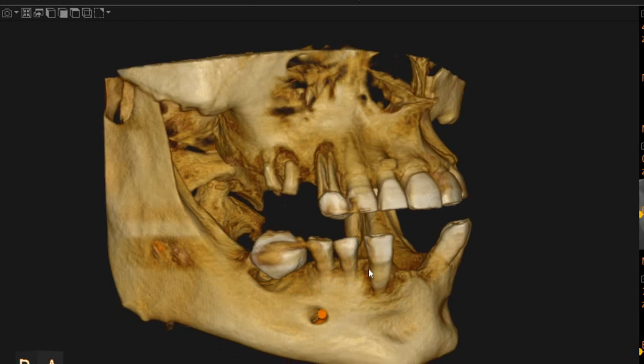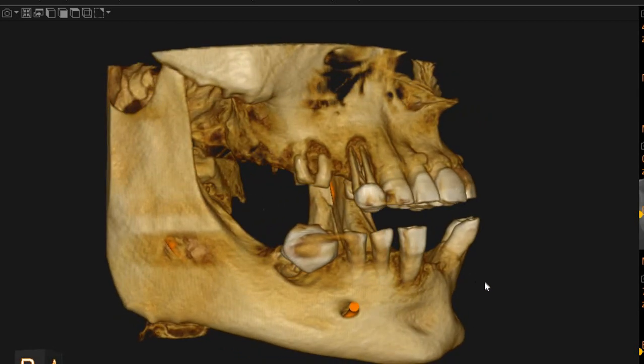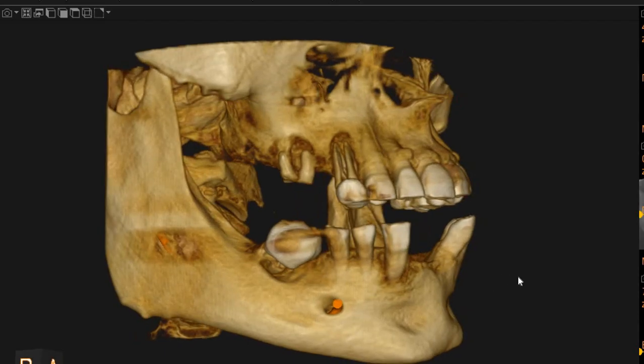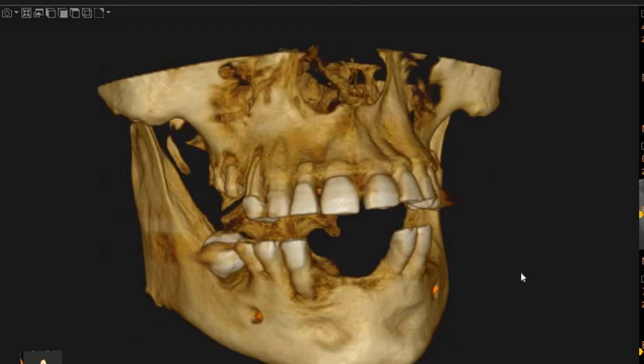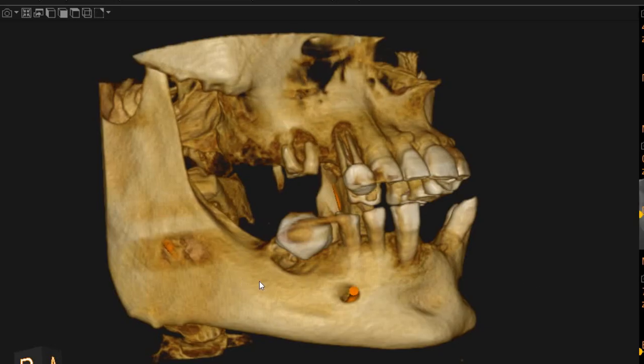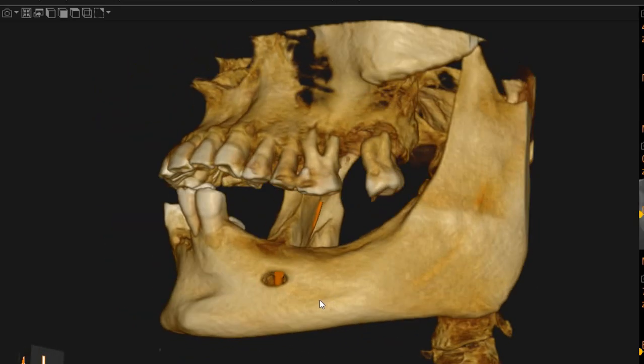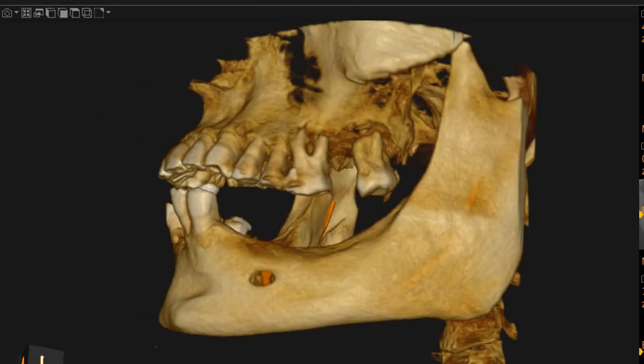Here is the CBCT of the patient that you had requested. The areas of interest are the maxillary posteriors and the mandibular posteriors on the right side, and the maxillary posteriors and the mandibular posteriors on the left-hand side.